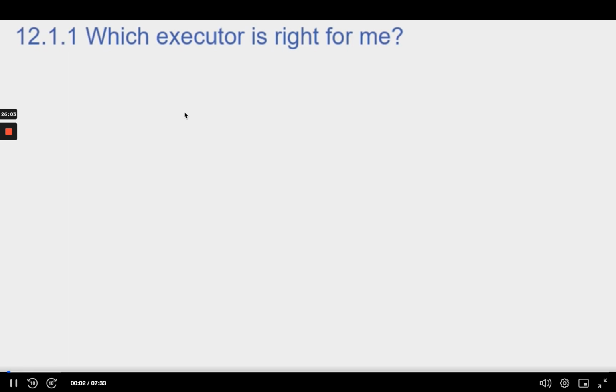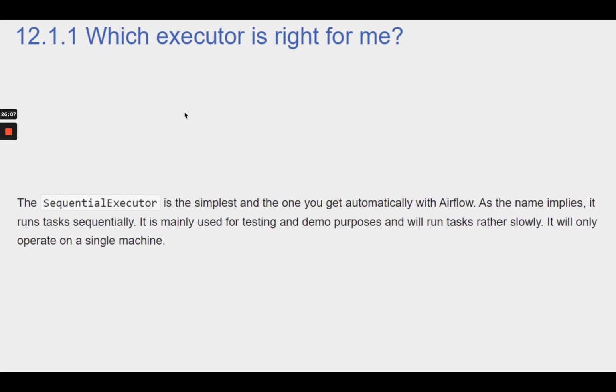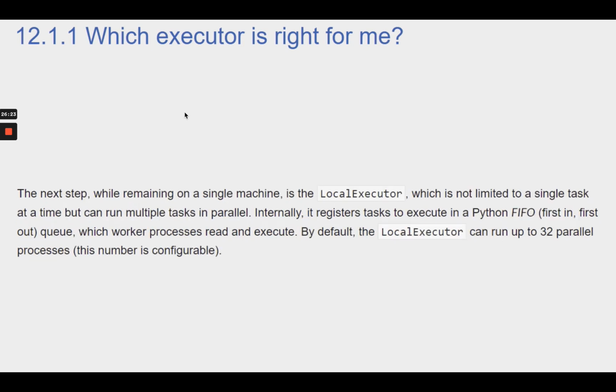Section 12.1.1. Which executor is right for me? The sequential executor is the simplest and the one you get automatically with Airflow. As the name implies, it runs tasks sequentially. It is mainly used for testing and demo purposes and will run tasks rather slowly. It will only operate on a single machine.